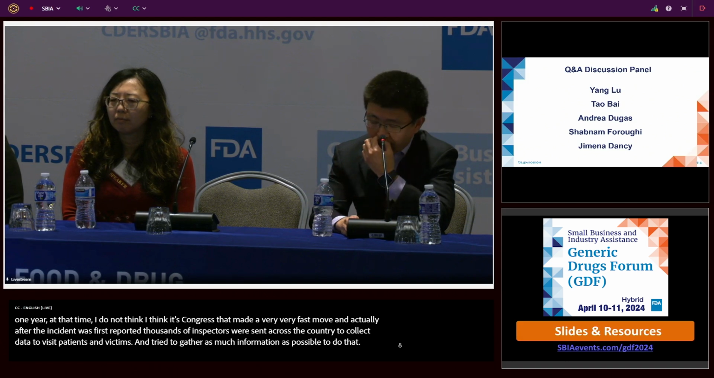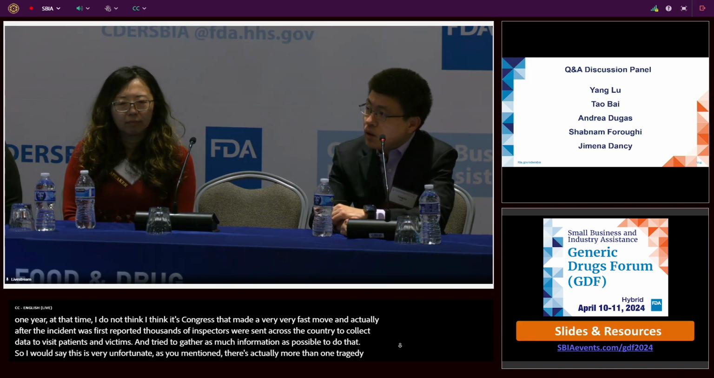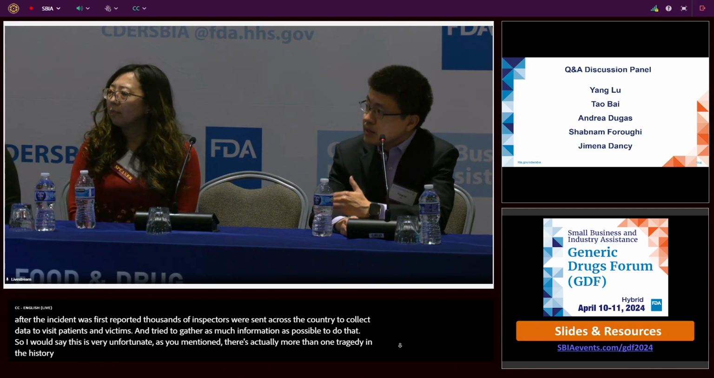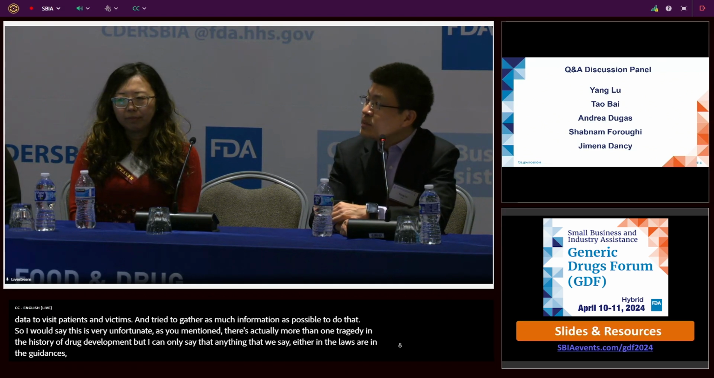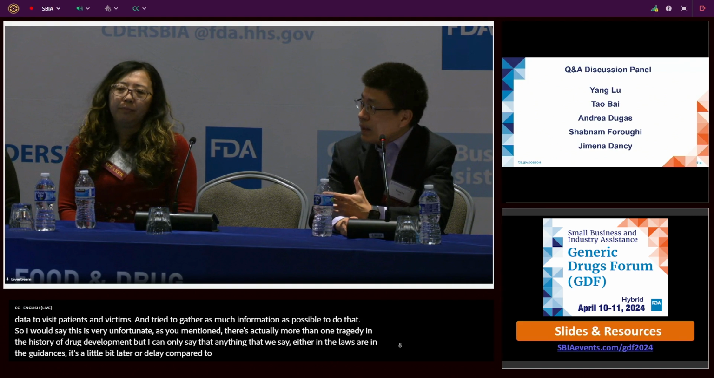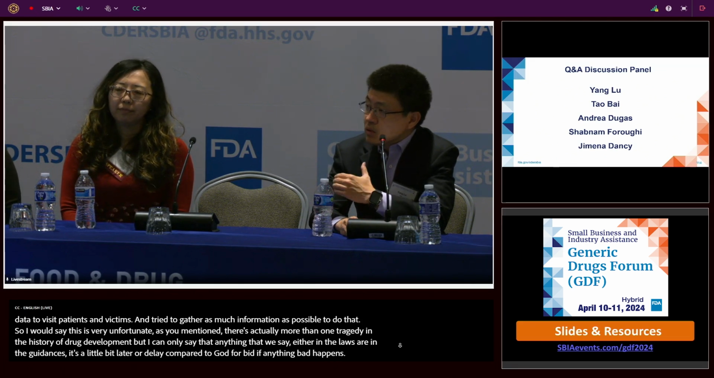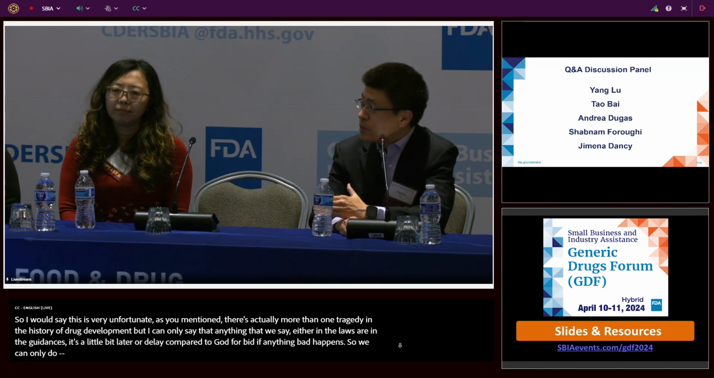As you mentioned, there is more than one tragedy in the history of drug development, but anything that we see in the laws or in the guidances comes a little bit later, or is a little bit delayed, compared to what, God forbid, could happen. So we can only take corrective or preventive action after something bad has happened.